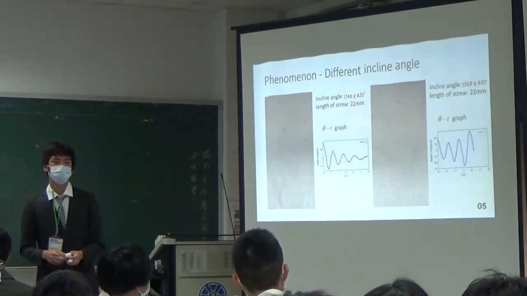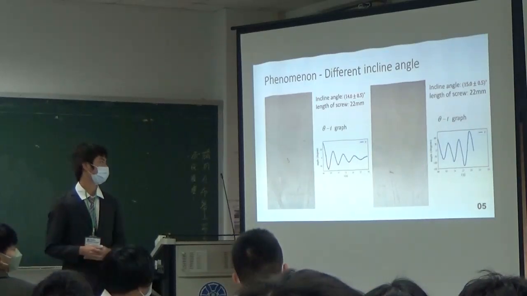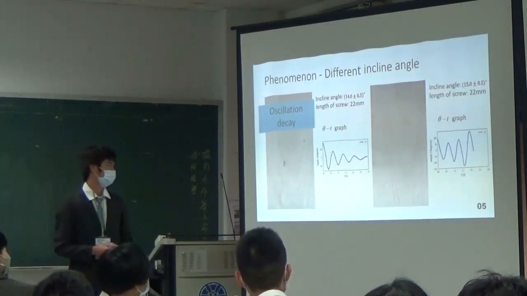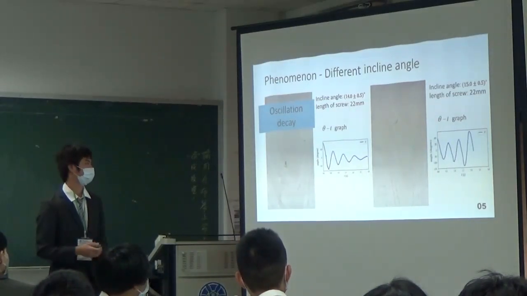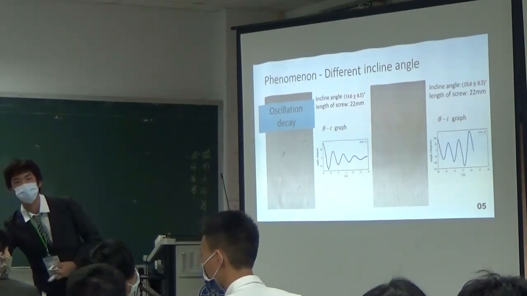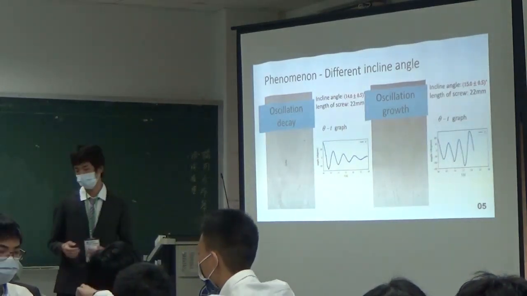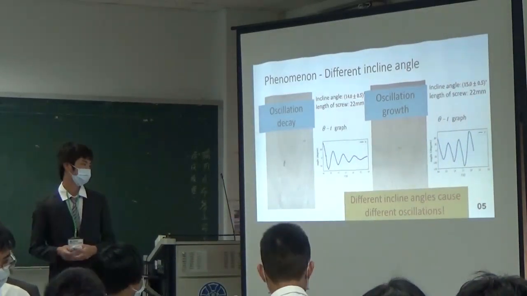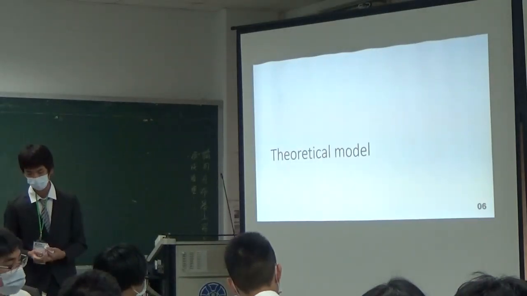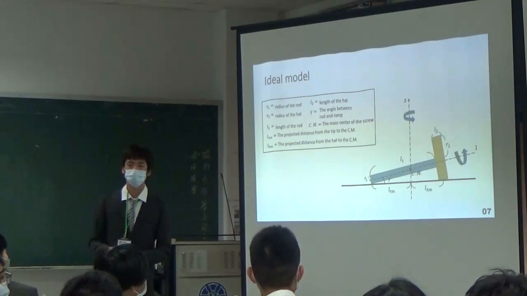Now I would like to introduce the different oscillations that the screw can perform on the rim. If the inclined angle is small, the screw will perform decaying oscillations. When the inclined angle reaches a certain angle, which I call the critical angle, the oscillations will start to grow. So we can observe that with different inclined angles, the oscillations will be different. For the theoretical model, first I will define my ideal model.